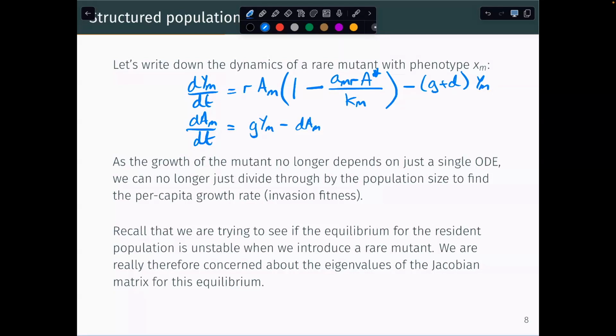Yes. So by structure, you just mean that if there's a young and adult stage phase. Yeah, whenever in any sort of model where there is more than one ODE that describes the growth of our mutant, then you end up in this situation.